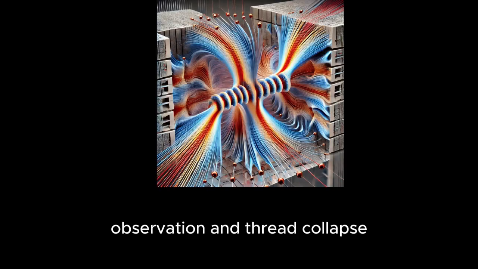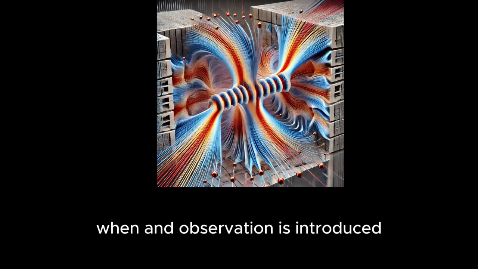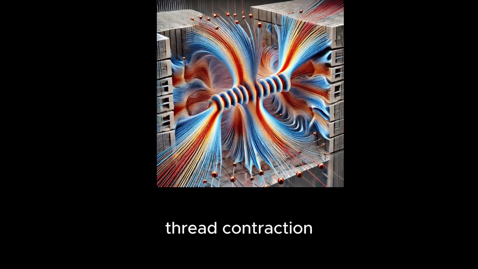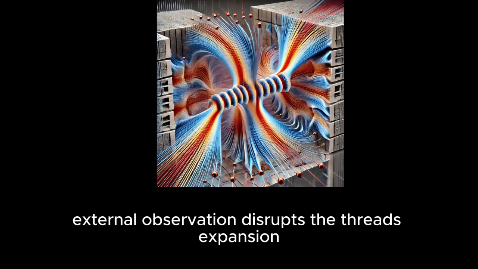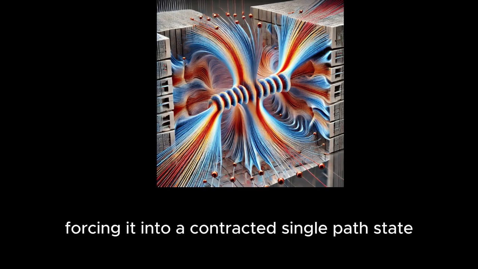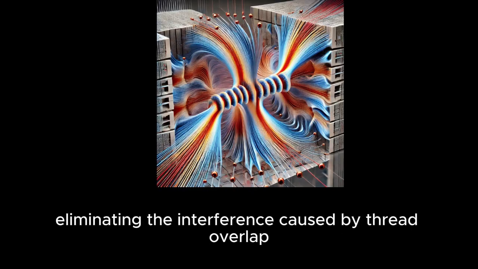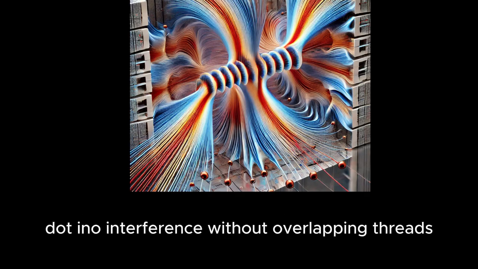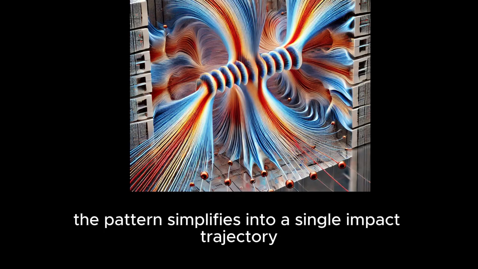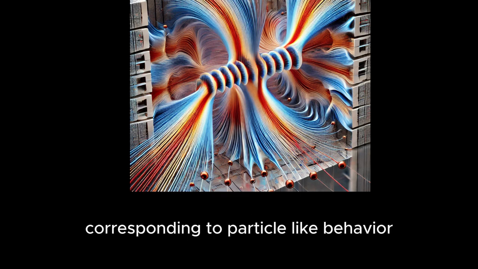5. Observation and thread collapse. When an observation is introduced, thread contraction: external observation disrupts the thread's expansion, forcing it into a contracted, single-path state. Energy redistribution: spinons align along the contracted threads, eliminating the interference caused by thread overlap. No interference: without overlapping threads, the pattern simplifies into a single impact trajectory corresponding to particle-like behavior.